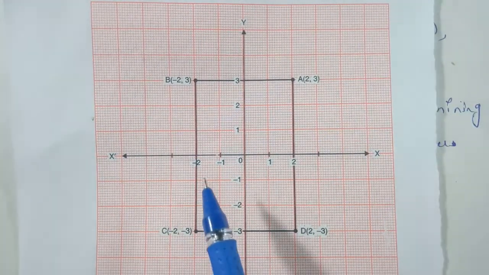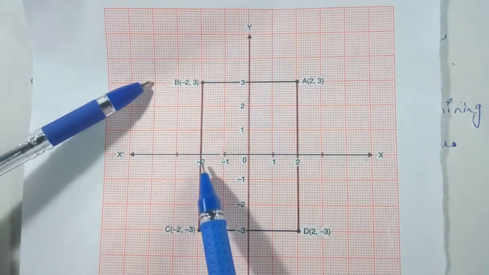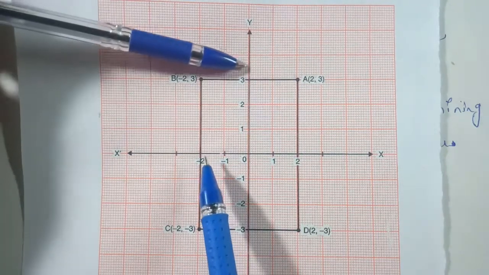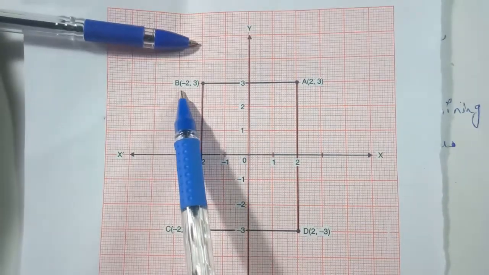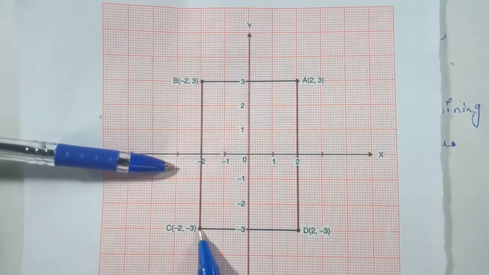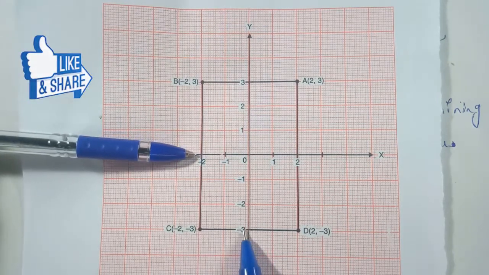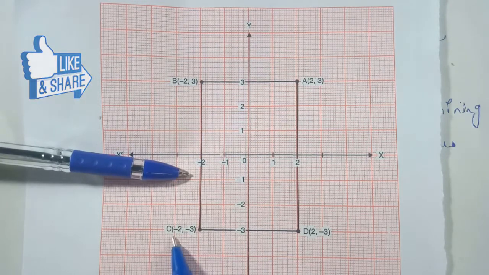The same way come to the point B. In point B, the value of x is -2 and the value of y is 3. So both of them intersect over here. So this will be marked as point B. For point C, both the coordinates are negative. X is -2 and y is -3. Both of them intersect over here. So that's why we have marked the point C (-2, -3) over here.